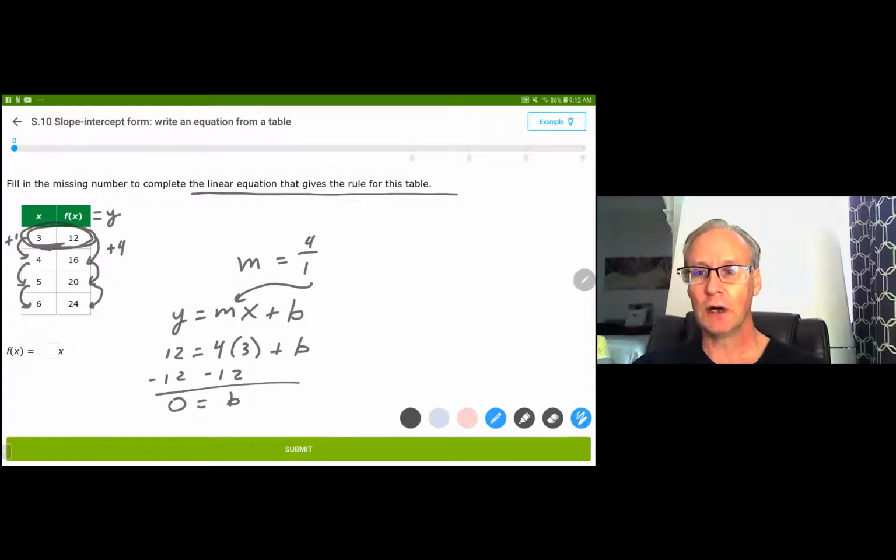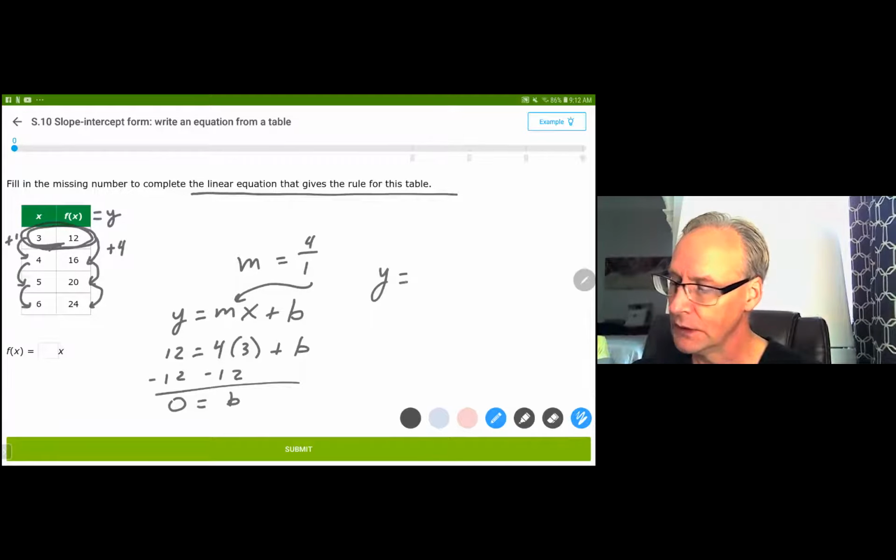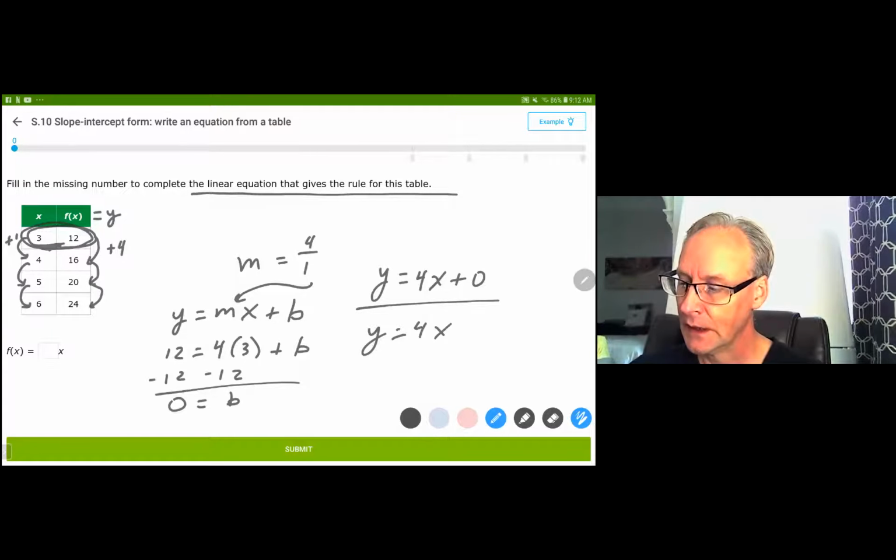By the way, this is called a direct variation. We say that y varies directly with x, and this is y equals, in this case, 4x plus 0. Is there a way to check that? Well, it's simply y equals 4x, by the way. Let's see: 5 times 4 is 20, 4 times 4 is 16, 3 times 4 is 12. It sure looks like that's the rule we're using.